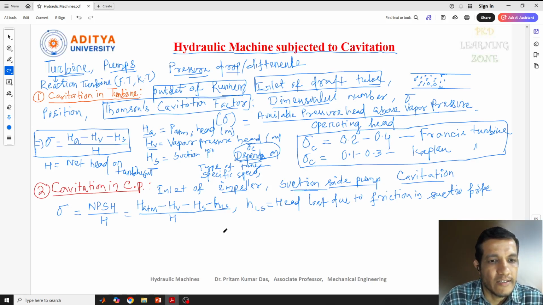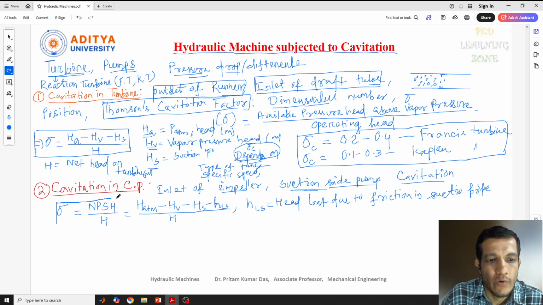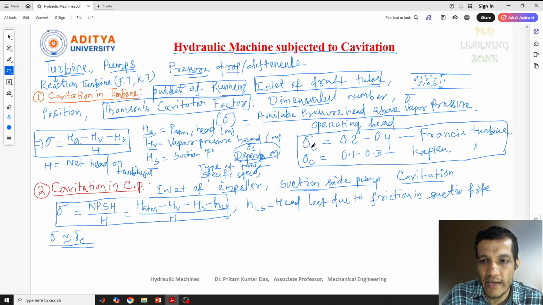So this Thomson cavitation factor sigma, for a particular turbine or pump that you consider, will be calculated from this equation. Both equations that I showed you can be used to calculate the Thomson cavitation factor. This one is for the pump and this one is for the turbine. But this sigma value needs to be compared with the sigma critical, sigma C. So here I have written sigma C. This is the critical value we need to consider.